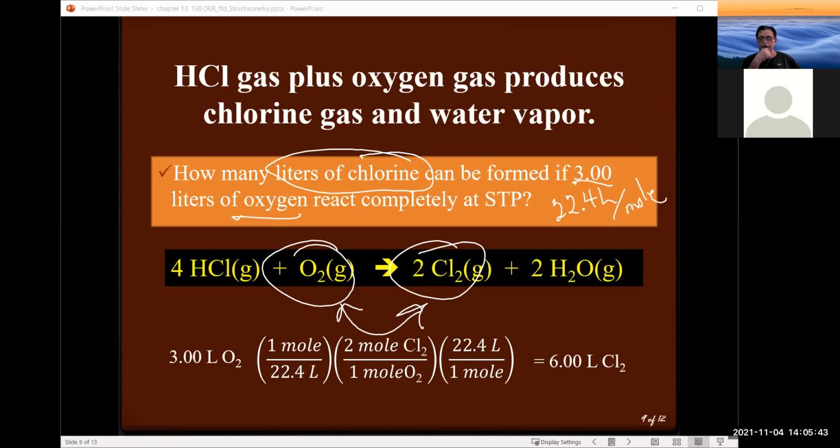Now, do you see something interesting with respect to our conversion factors here? Could we simplify that a little bit more? Any ideas? Look at our conversion factors here. Is there something here that we can simplify? Yeah, don't the 22.4 just cancel each other out?